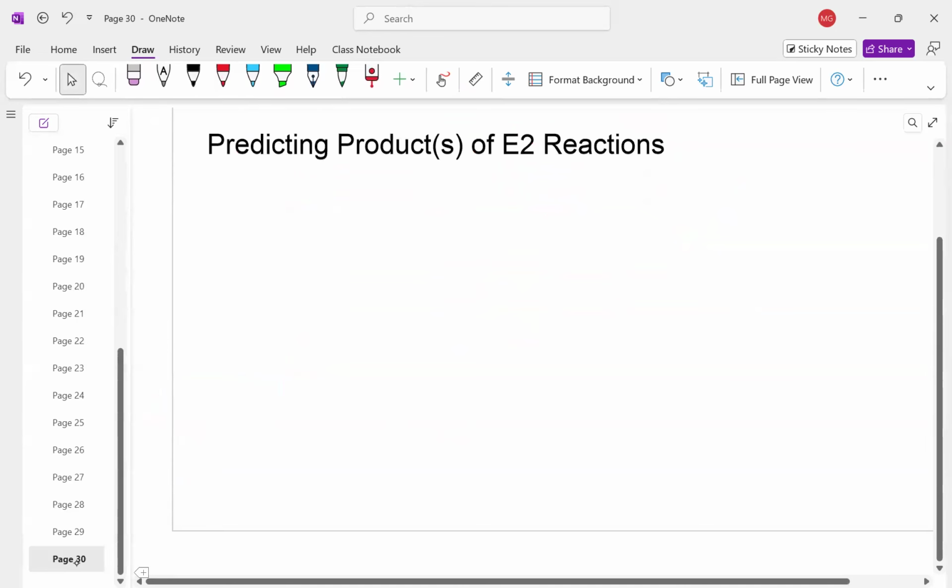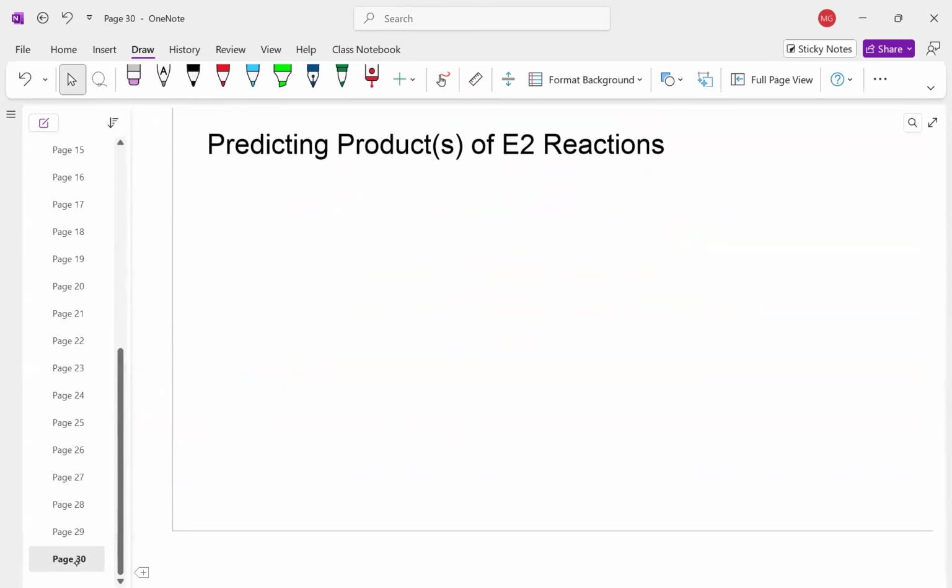All right, so let's look at the approach to predicting the product of an E2. There are some examples that are much, much easier than others. It just depends on the complexity of the substrate.